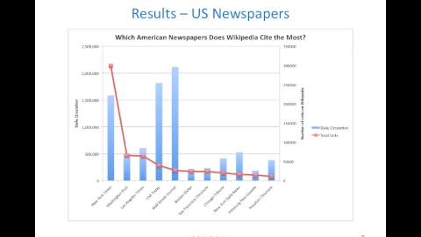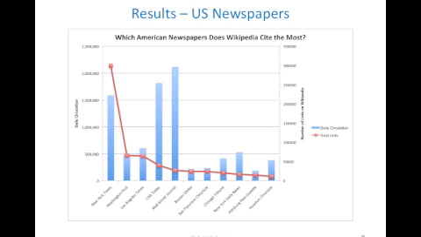What you see here is a chart of the American newspapers that are cited the most frequently on Wikipedia. The red line shows the number of citations, and the blue bars show the daily circulation of the newspaper as a point of comparison so that we can see their relative sizes. And one of the things that immediately jumps out is that the New York Times, which is a very well respected newspaper, has a circulation of over 1.5 million, and it's cited just about 300,000 times.